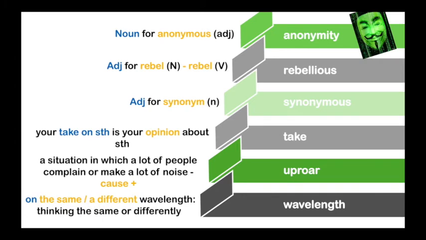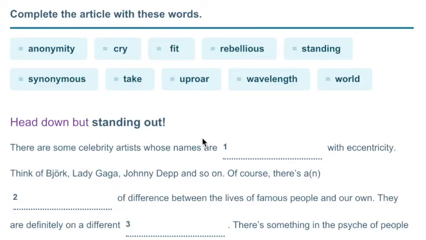In the text, wavelength is used together with the expression on the same or on a different wavelength, thinking the same or differently. So if two people think the same, you can say that they are on the same wavelength. But if two people think very differently, you can say that they are on different wavelengths or on a different wavelength. All right? So I wanted to clarify these things before you actually went and completed the text, because I think these things could be very, very useful. So now let's go back to the text. Here we are.